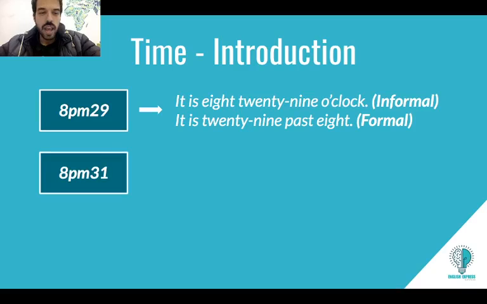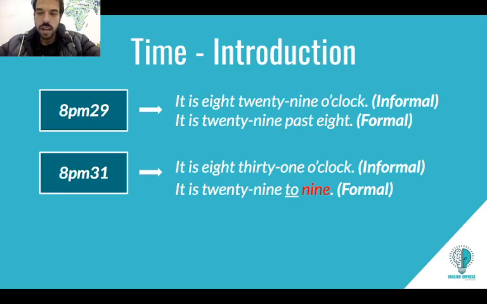Our next example, 8 p.m., 31. It is 8:31 o'clock. In this case, it's informal, right? Or it is 29 to 9. Wait. So now I am not talking about the hour that I see, because when I look, I see number 8. But in the formal way, I write 9, that is in red there, right?